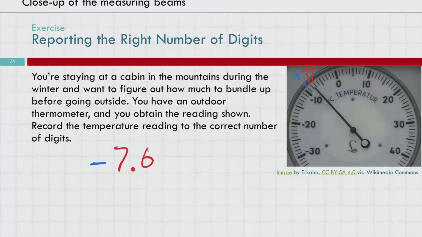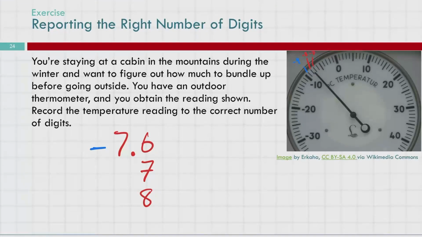7.6. We could increase that by 1. We could maybe even increase that by 2. So any of those would be reasonable readings. Except, what did we forget? Units, degrees Celsius. So we'd want to add in our degrees Celsius for those as well.